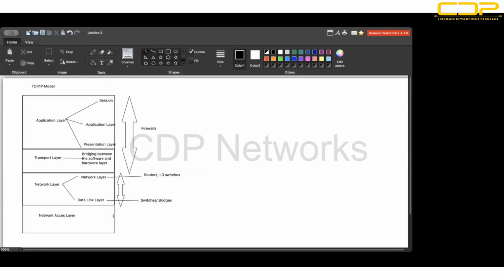Now, if we talk about the network access layer, what do we have? Repeaters, hubs, cables, and Wi-Fi signals, and so on. If you want Wi-Fi, let's call it RF signals.